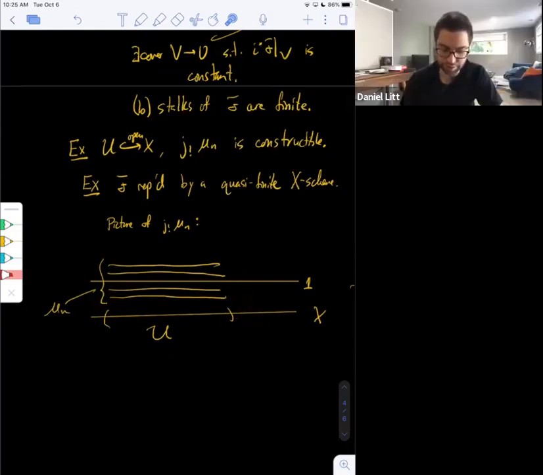And then as long as your open is connected, that forces its image to be contained in this one section 1. Right, which is why it must be 0.